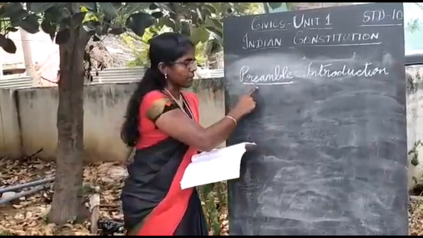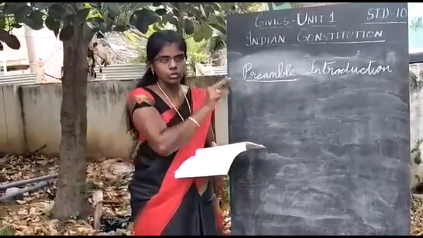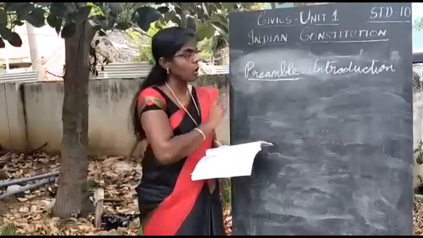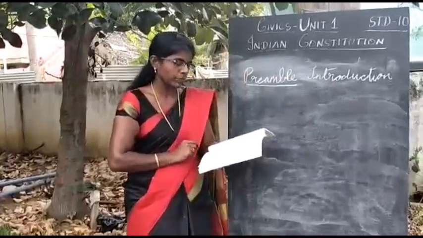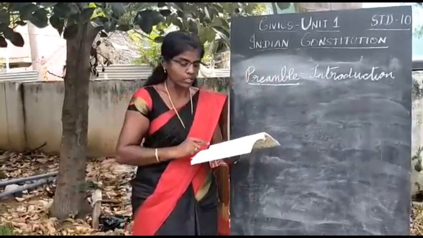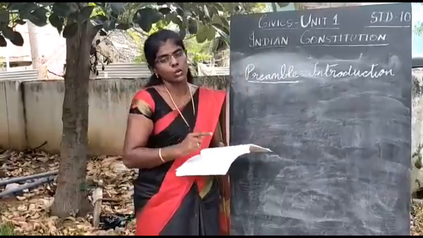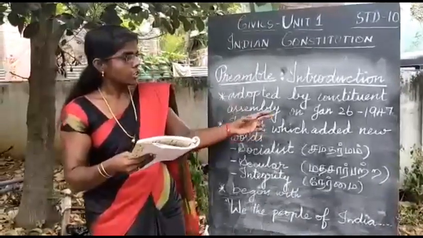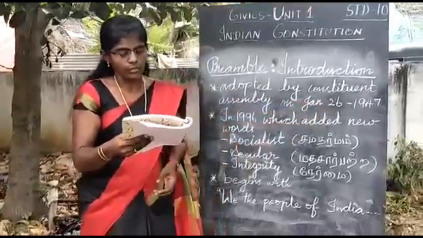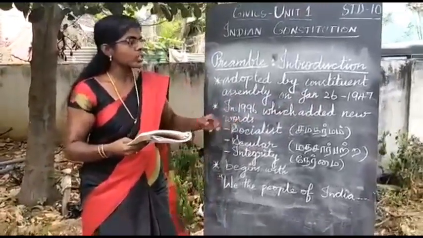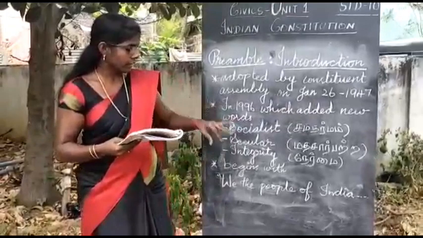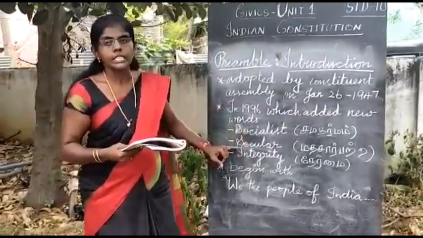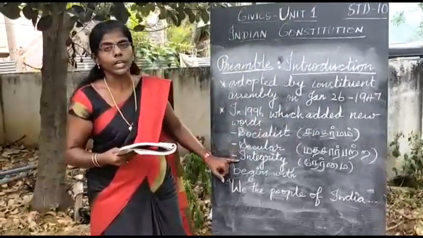So what does this preamble say? It gives all the great values of the Indian constitution. It is based on the objective resolution. It was drafted by Jawaharlal Nehru. It was adopted by the Constituent Assembly on January 26, 1947. In 1976, 3 new words were added. First one is socialist, the second one is secular, the third one is integrity.